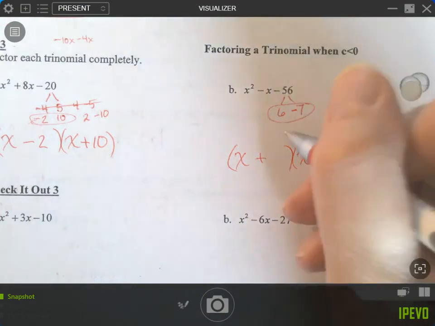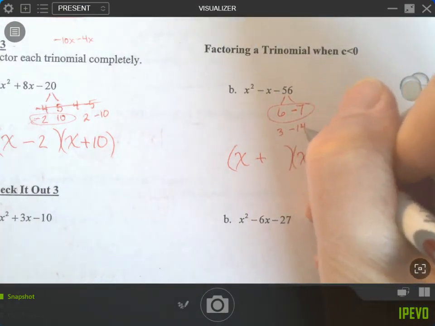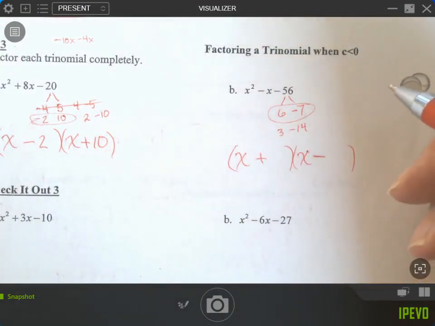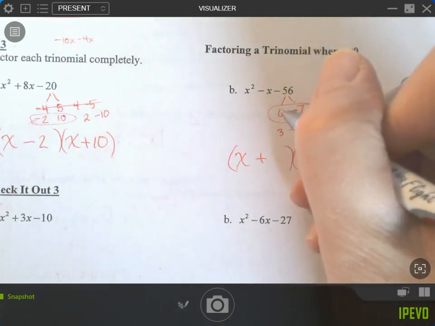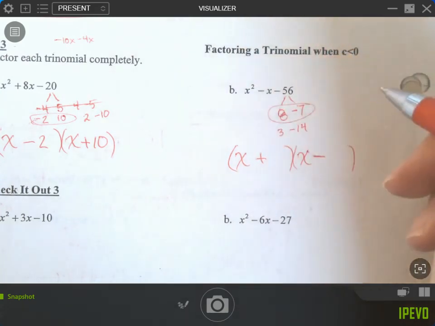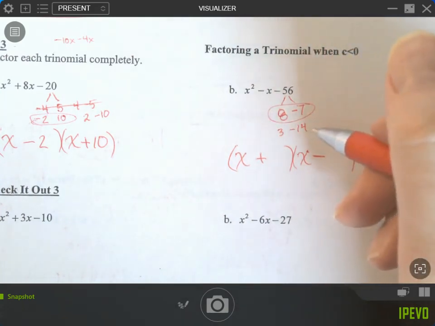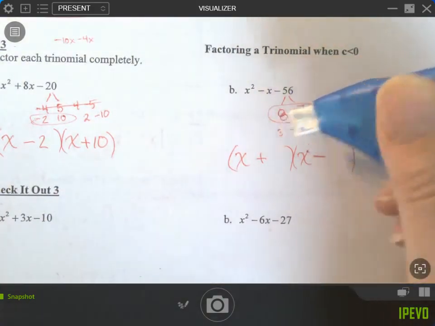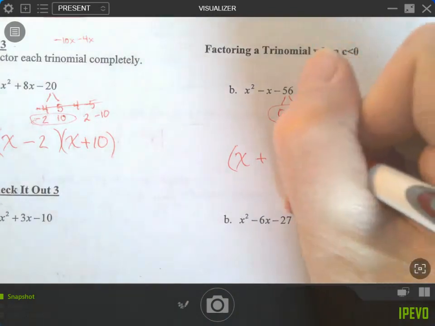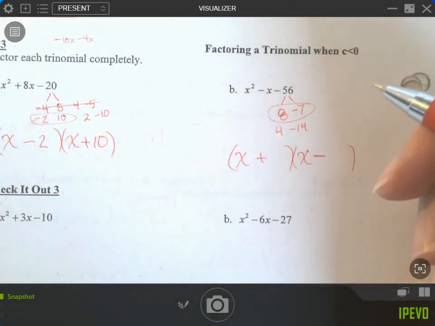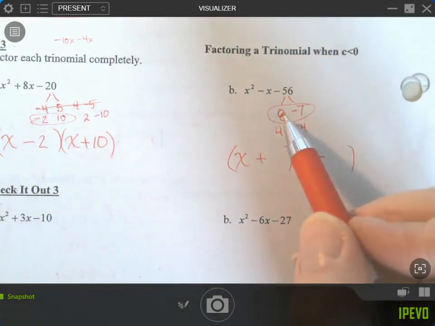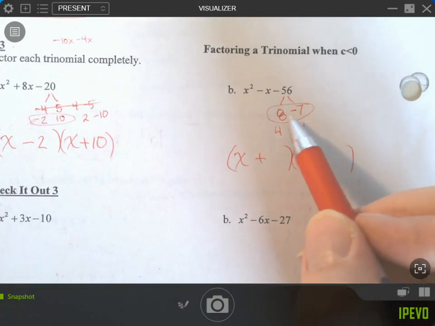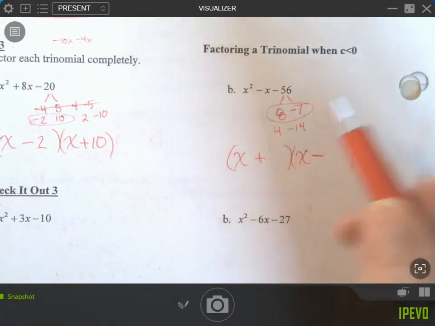Are there other options? Yeah, you could have done 3 and -14. Oh, is it 7 and 8? 6 and 7 is 42. Oh, then we're backwards. Good catch. So 3 and -14 don't work, but 4 and 14 works. Is that right? 4 and 14? Yeah. Okay. So wait, we have 8 and -7. That doesn't add up to -1. What's that add up to?